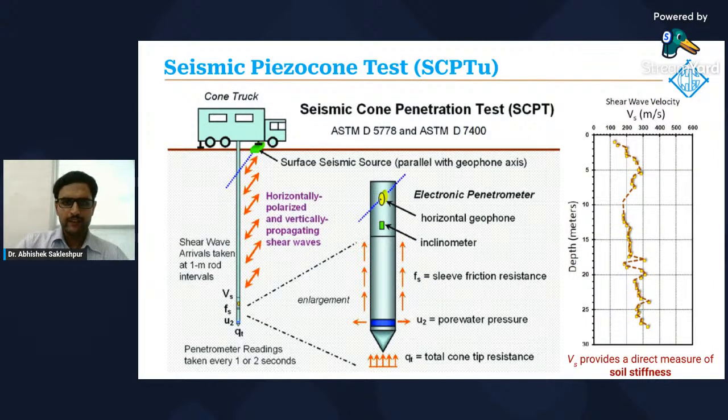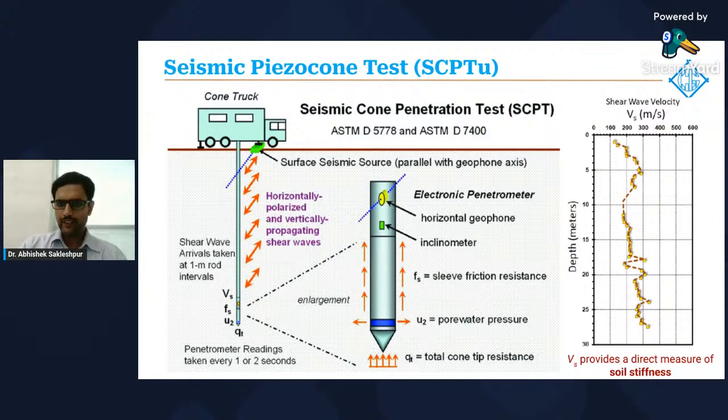So the ASTM standards are listed here for the CPTu and the downhole seismic test. And this slide illustrates further what I mentioned previously. The shear wave arrivals are usually taken at 1 meter rod intervals. So whenever we are performing the CPT, whenever we have to apply the next 1 meter rod to push the cone, it allows us to get measurements of shear wave velocity at those depths at every 1 meter rod intervals.